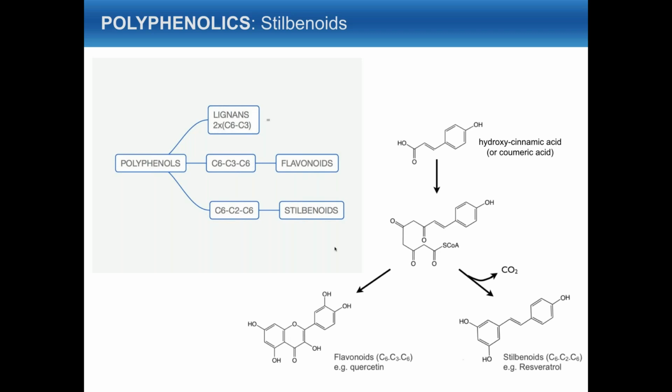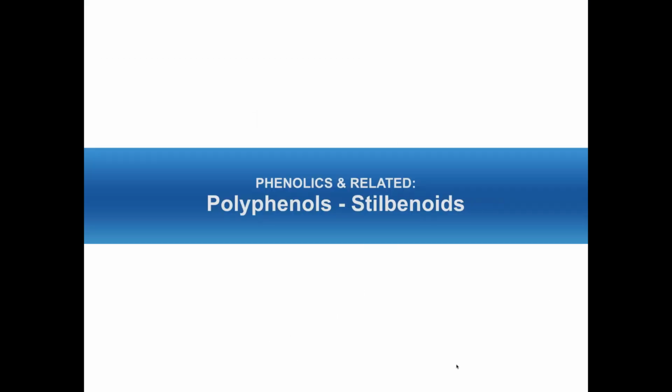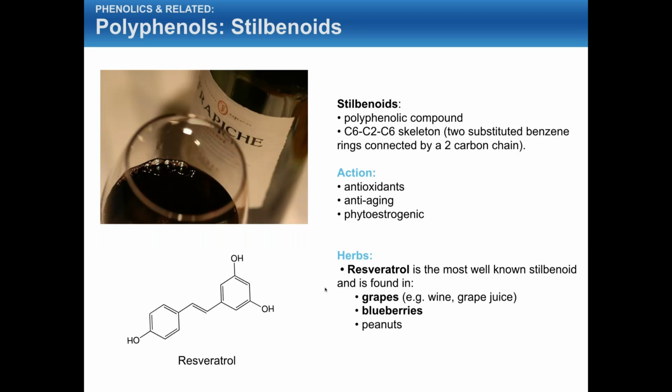And so quercetin is probably the most well-known polyphenol. I'd say it's one of the most well-known polyphenols, and that's in the flavonoid class, while resveratrol is probably the best-known stilbenoid. Okay, so we're going to talk about these two groups separately. We'll start with the stilbenoids. So what a stilbenoid is, it's a polyphenol. Okay, you've got these two aromatic ring structures with the OH attached to it. It has a short bridge of only 2 carbons separating them.